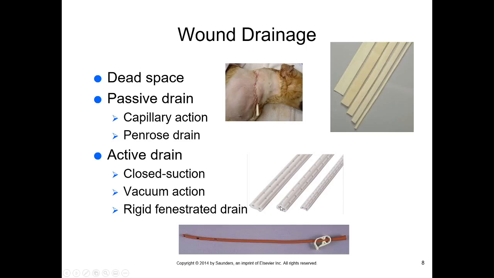If we have something that is putting forth a lot of fluid, we're going to use an active drain. It's also a little bit cleaner. This is put in surgically, aseptically as well. This one we can keep aseptic. This is just hanging out there. This one we can bandage up and keep aseptic and keep in for a little bit longer. So we can use a closed suction, a vacuum action, or a rigid fenestrated drain like this here.